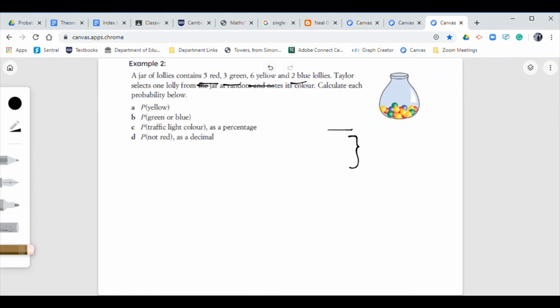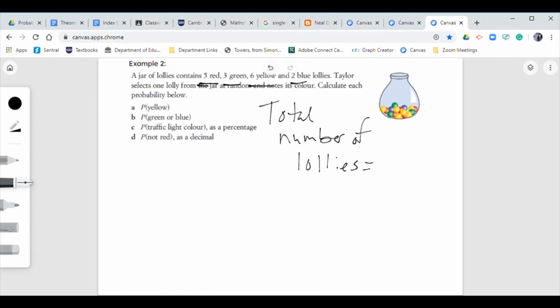Let me erase a couple things there. We need to figure out our total number of lollies. At home we'd call them candies. So that would be 5 for the red, 3 for the green, plus 6 yellow, plus 2 of the blues. And that gets us to a grand total of 16. So now we know how many lollies are in that container. We got 16 total lollies in our container. Okay, now we're ready to move forward.